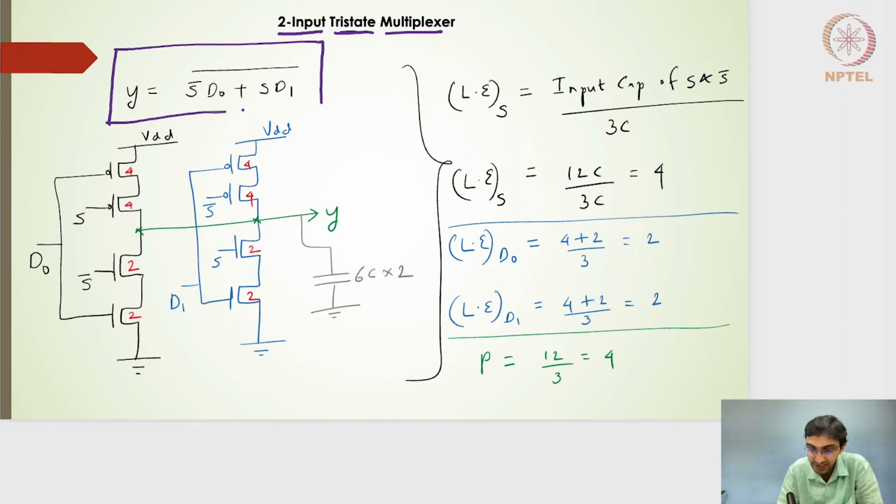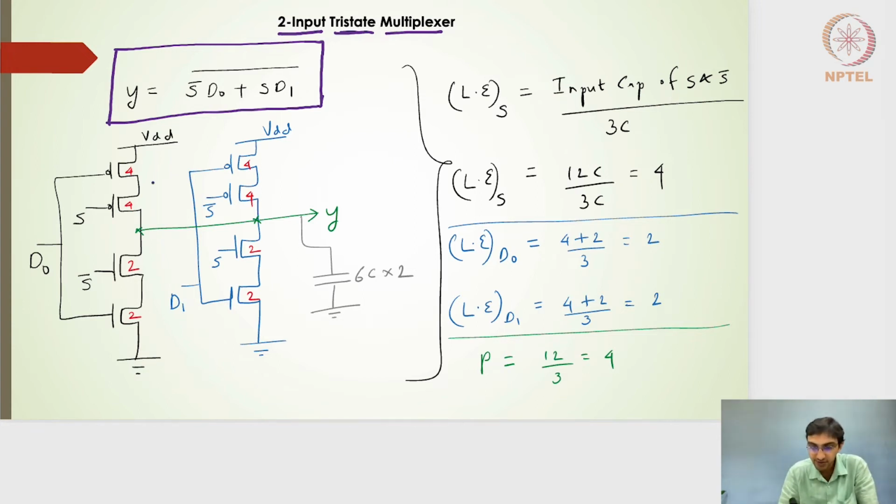So what we are seeing is Y is nothing but S bar into one input plus S into the other input, what we had seen in the previous slide. Not only that, but it's a complement of it. So I will have a complement bar. So this is the inverted output, right? It's basically an inverted 2:1 mux.